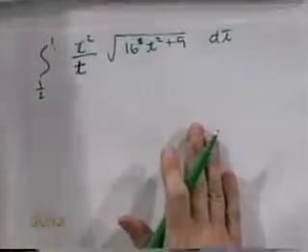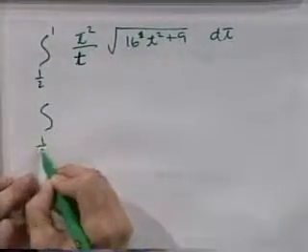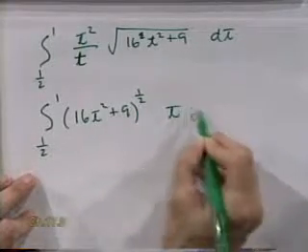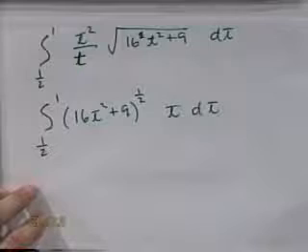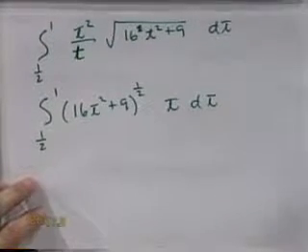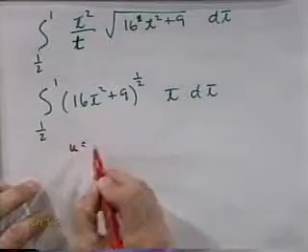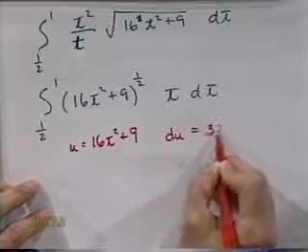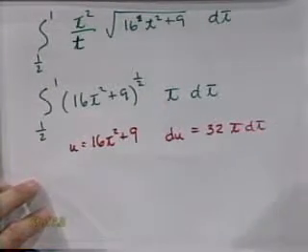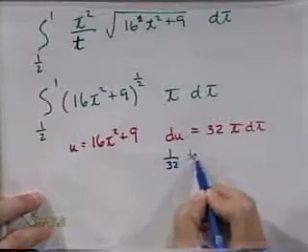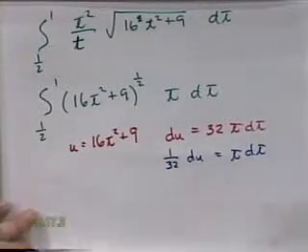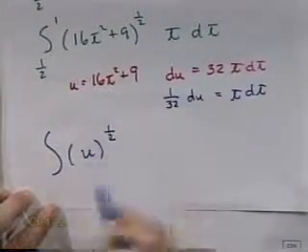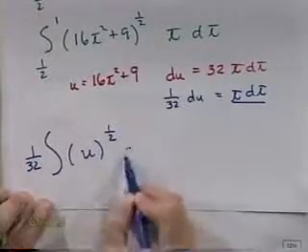And lo and behold, at this point, I can write this as the integral from 1/2 to 1 of (16t squared plus 9) to the 1/2 times t dt. And how do I do that integration? A u substitution. I'm going to let u be 16t squared plus 9. So my du is 32t dt, or 1 over 32 du is t dt. And therefore this integral becomes u to the 1/2, and t dt I replace with 1 over 32 du.